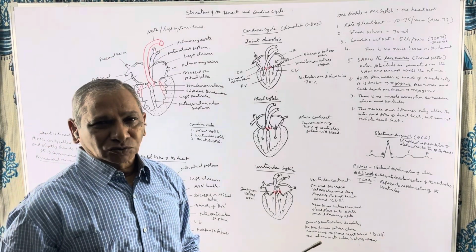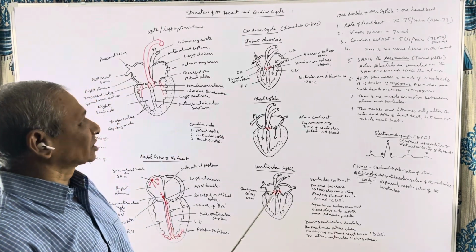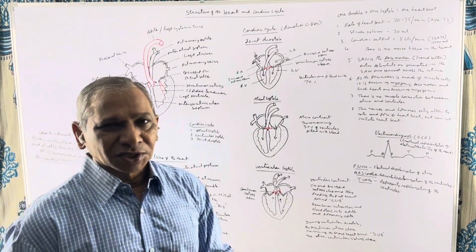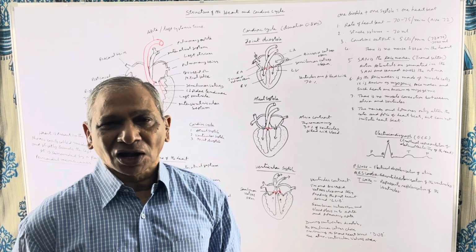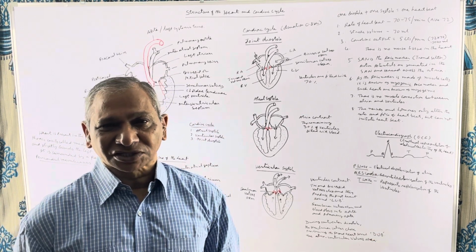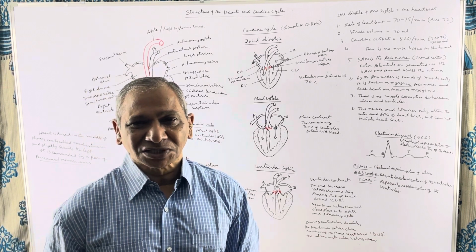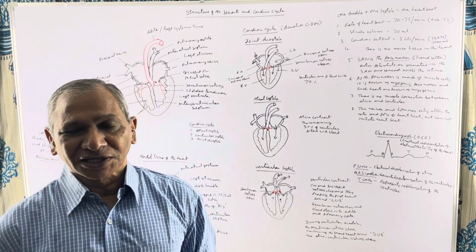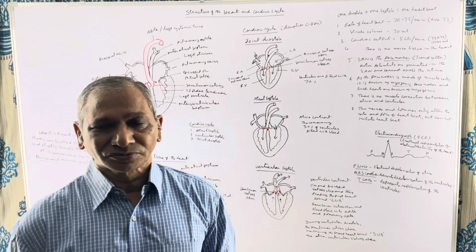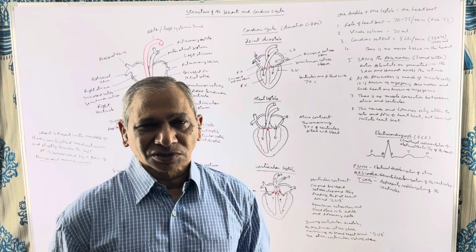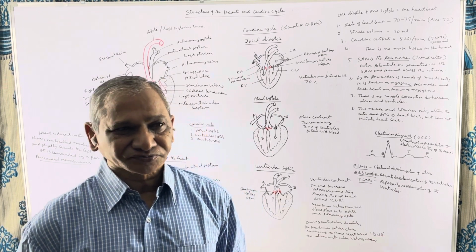The topic I have chosen for today is structure of the heart and the cardiac cycle. In human beings, the heart is a four-chambered structure and it is present in the thoracic cavity. It is present in between the lungs in a place known as mediastinum. The heart is slightly towards the left of the thoracic cavity.